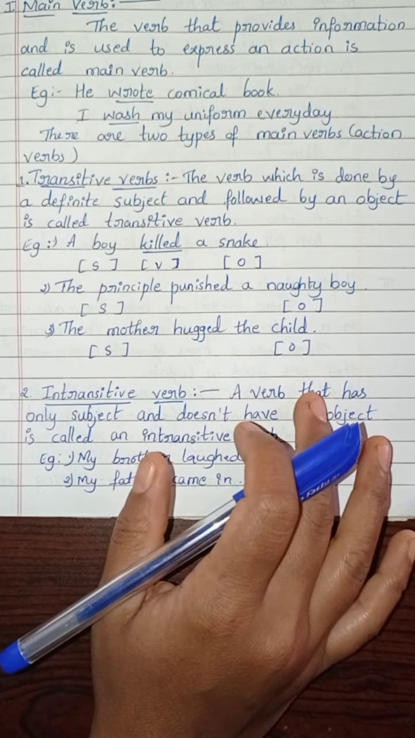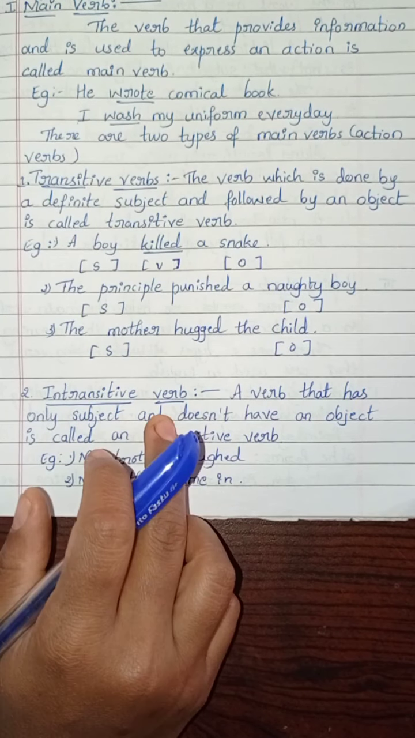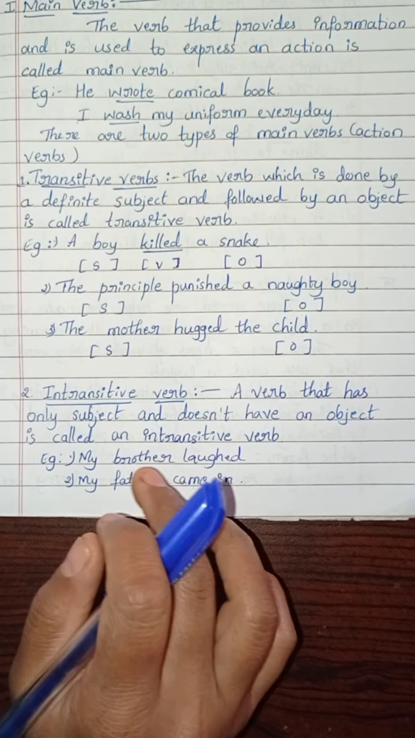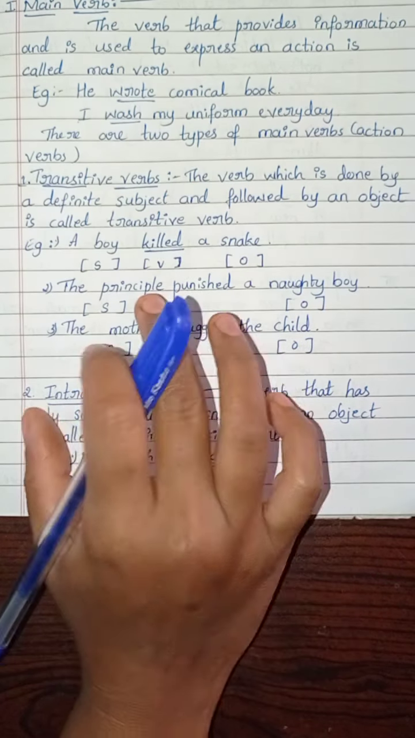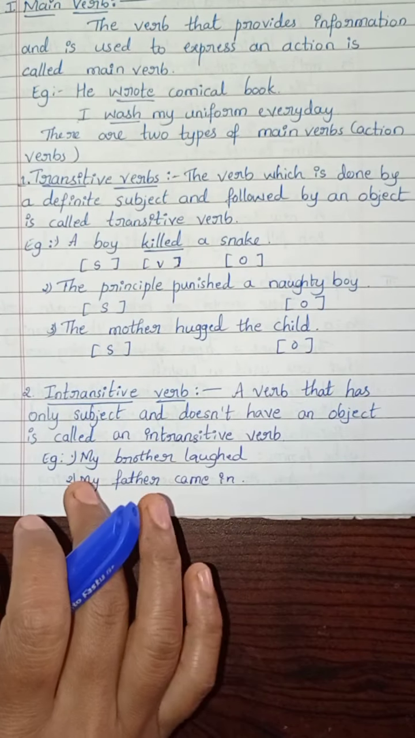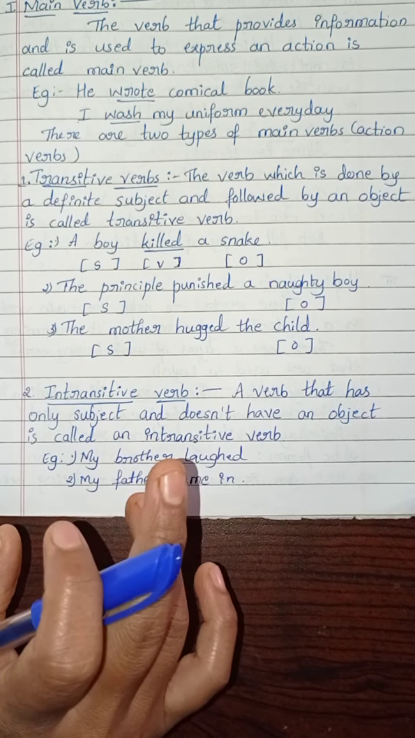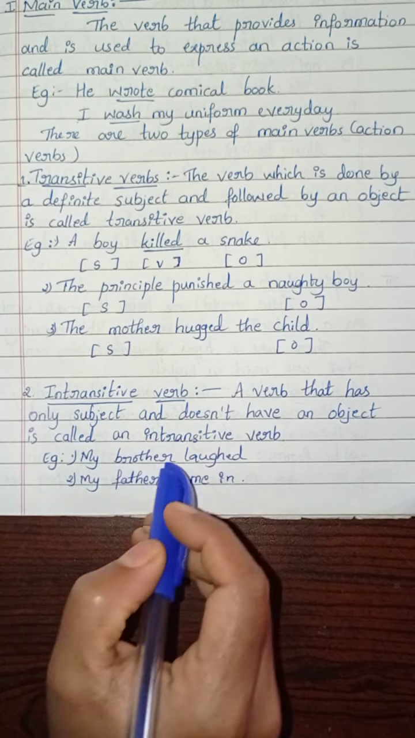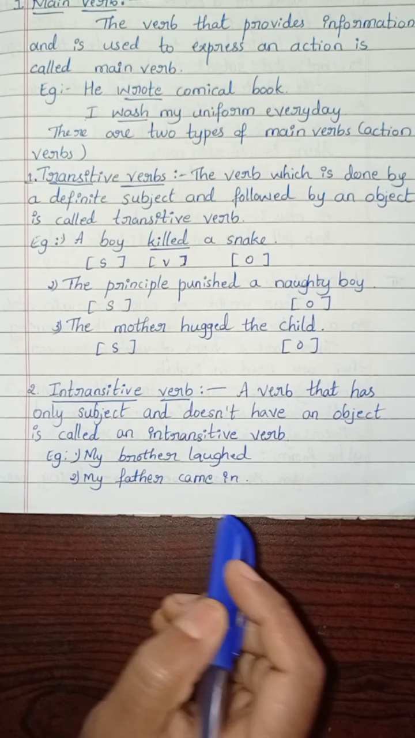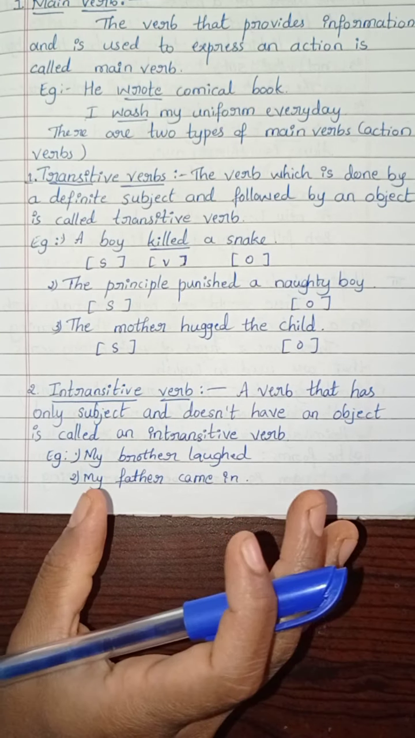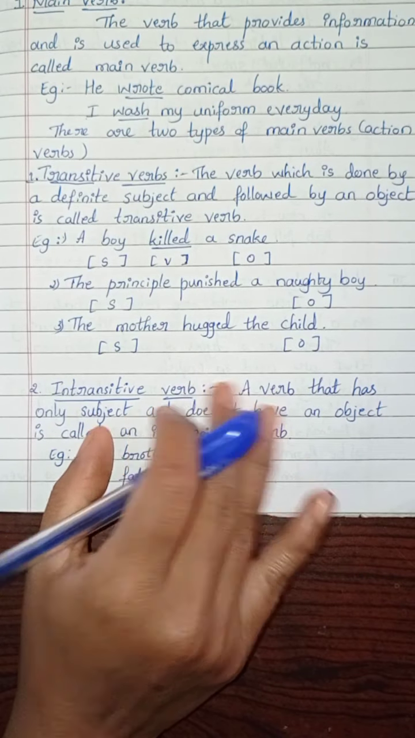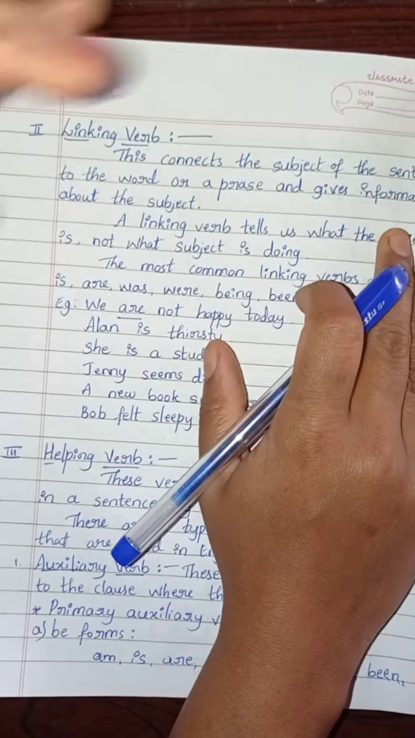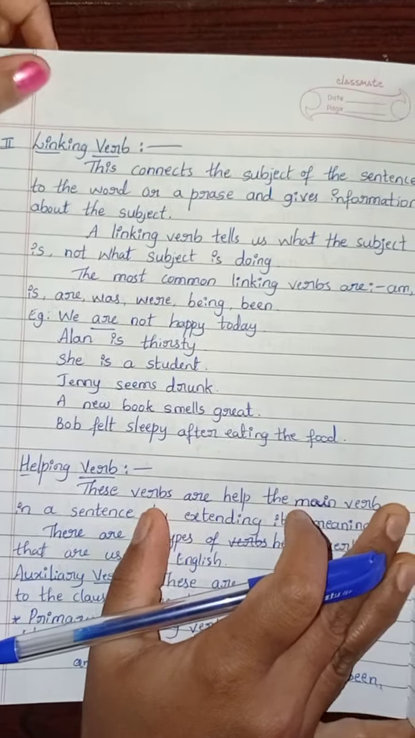In the intransitive verb, a verb that has only a subject and doesn't have an object is called an intransitive verb. Have you understood, students? In the transitive verb we can see subject and object both, but here only the subject. There will be no object. My brother laughed. Okay, my father came in. Only subject and verb are there in the intransitive verb sentence. Understood, students?